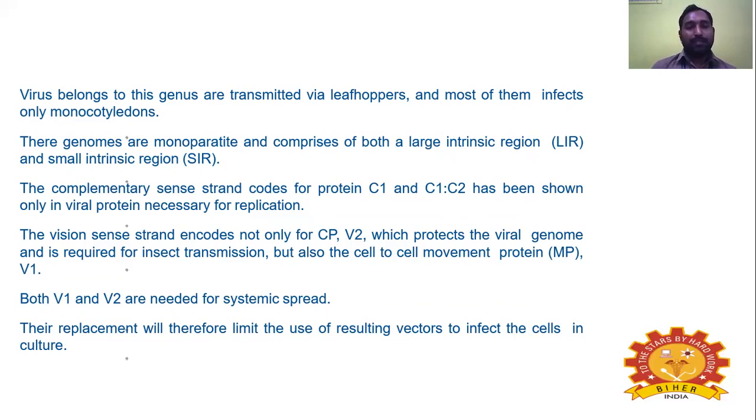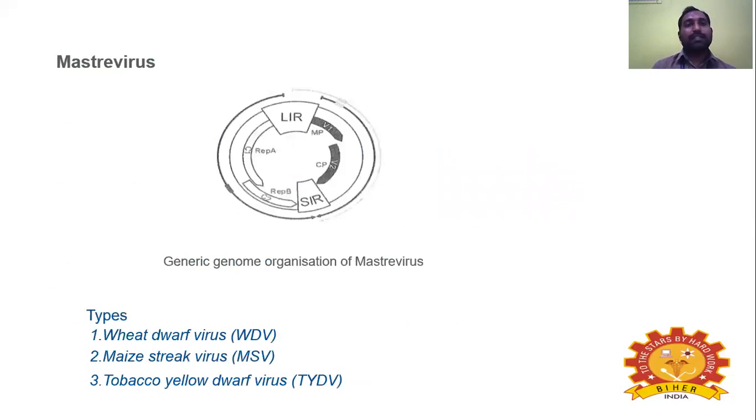So if you want to target a particular plant, this is not the right viral vector to consider for transgenic plants. So this is another virus, the Begomovirus. This virus has a lot of information here like Rep-A, Rep-B, Rep, and CP coat protein and MP and V1, V2 and C1, C2 and LIR and SIR. And here we have the types of Mastrevirus. The first one is wheat dwarf virus, the second maize streak virus, and the third tobacco yellow dwarf virus.